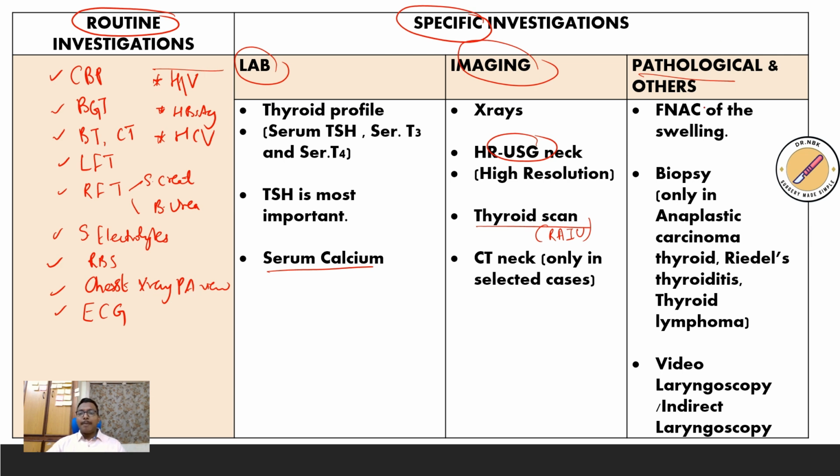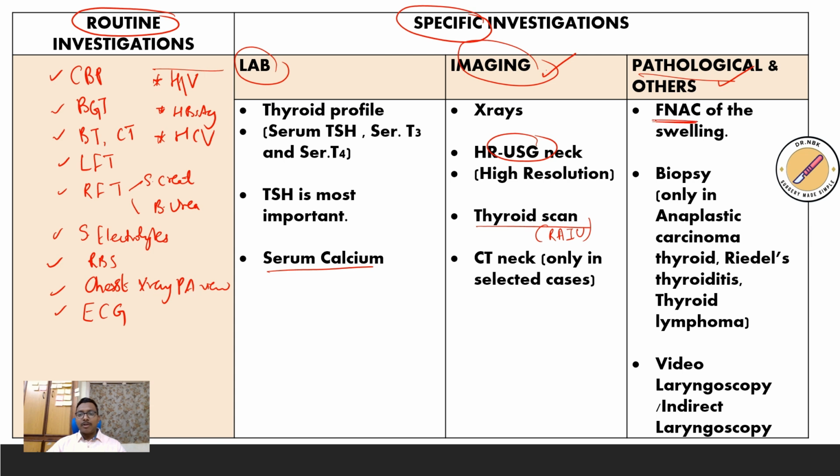Then pathological. Please understand, the order should be imaging first, then only pathological. What happens if you do pathological investigations first? It can lead to architectural distortion or anatomical disturbance. For example, if FNAC has been done first in the thyroid swelling and then you send the patient to the radiology department for ultrasound, because the needle has been poked there can be certain architectural distortion and it may give false positive results. That is why imaging should always be done first, then only pathological investigation.